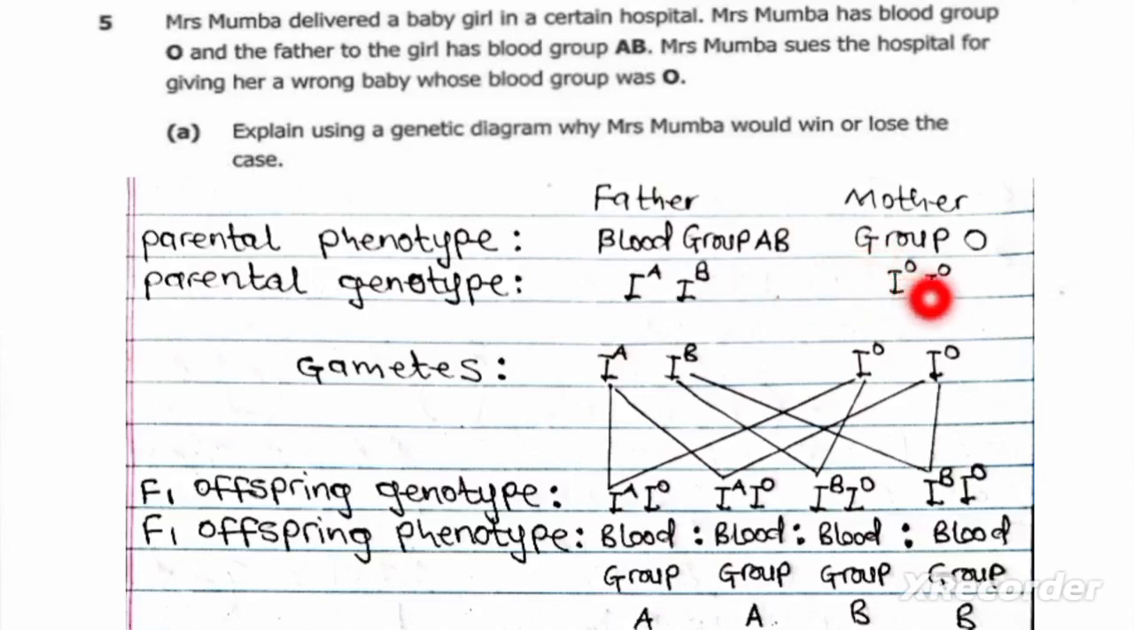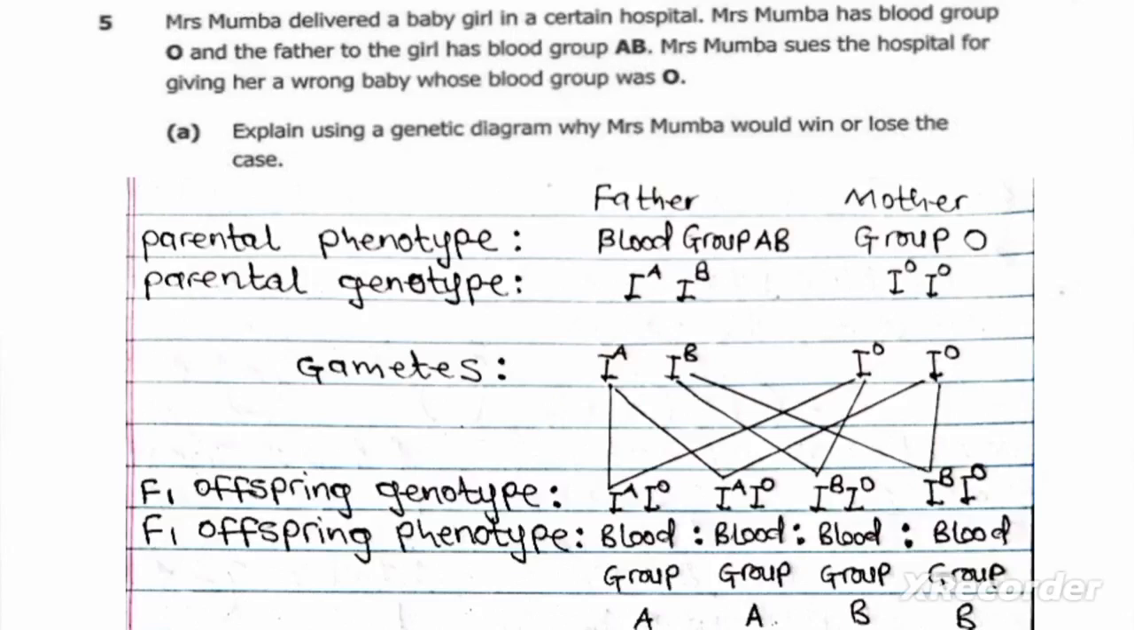We also have here, so we do crossings, we cross this one and this one. We can see that we have produced an offspring with blood group A. We cross this one and this one. We have also produced an offspring with blood group A. We cross this one and this one. We have also produced an offspring with blood group B. We cross this one and this one. We have produced an offspring with blood group B. So we have seen that Mrs. Mumba would win the case.